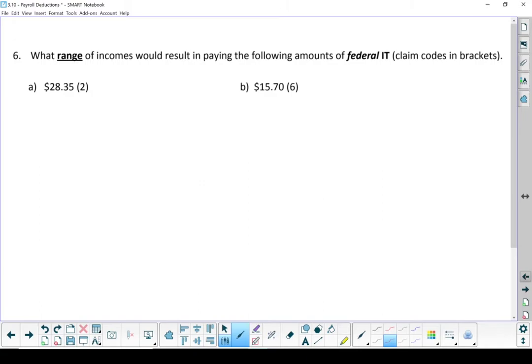Last pair of questions. What range of incomes would result in paying the following amounts of federal income tax? And it does mention the claim codes in the brackets. Once again, go to the correct chart. We're looking for the federal income tax sheet.